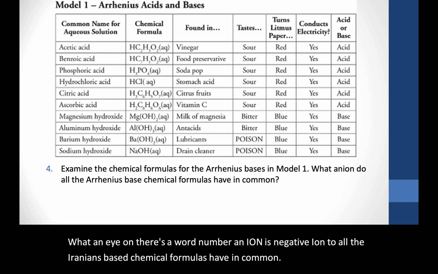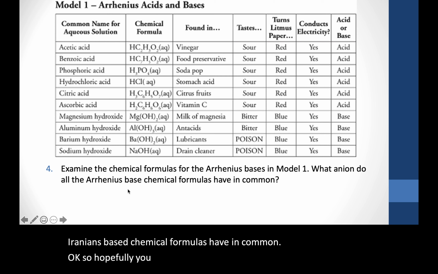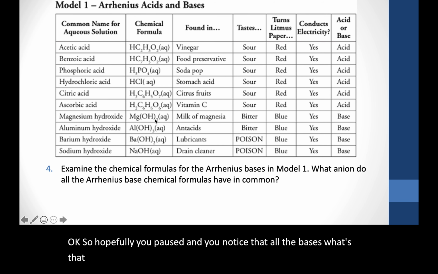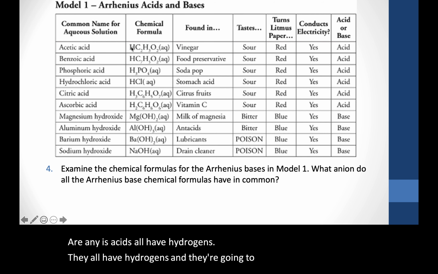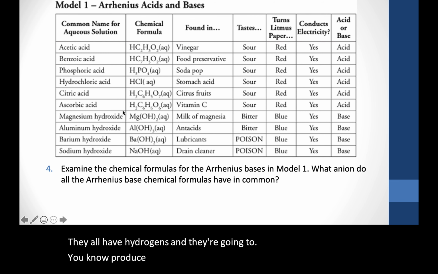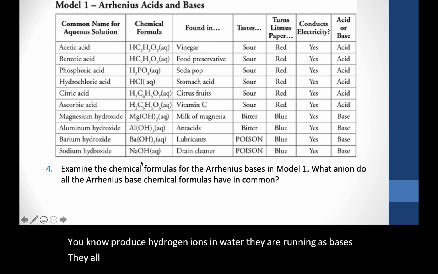Okay, so hopefully you paused and you noticed that all the bases, what's that OH called again? Right, they all have this OH. That's a polyatomic ion, and that's called hydroxide. So Arrhenius acids all have hydrogens, and they're going to produce hydrogen ions in water. Arrhenius bases, they all have hydroxide ions, and they're all going to produce hydroxide ions in water.